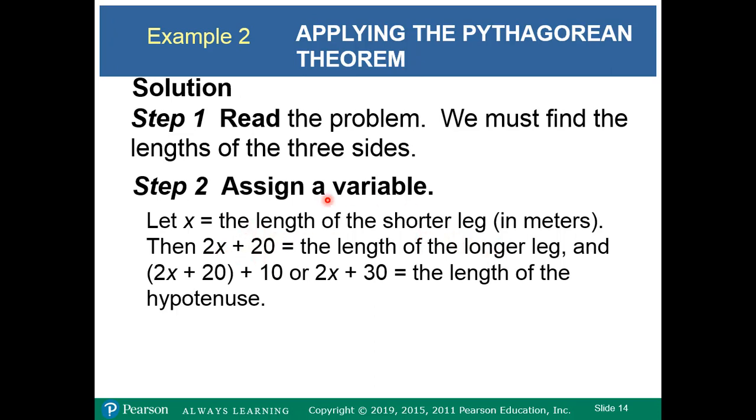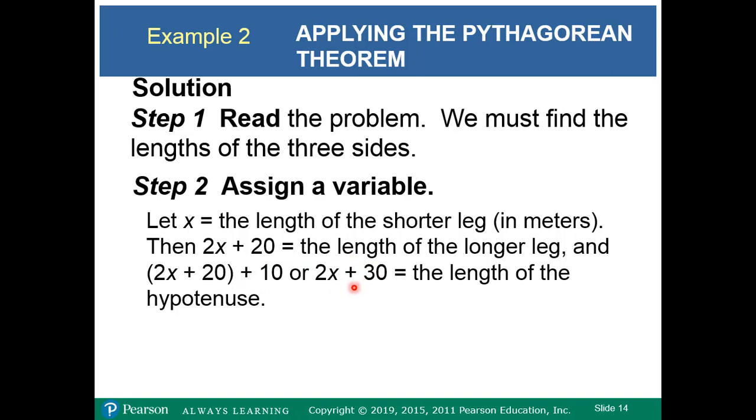Now, the hypotenuse, right? The length of the hypotenuse is what? That's going to be 10 units longer than the longer side, right? So in this case here, the longer side is 2x plus 20, plus 10, or 2x plus 30.